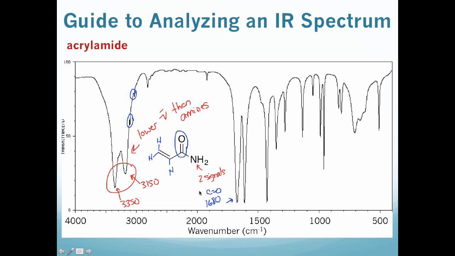Because it's in conjugation, it's slightly lower than you might expect, but in general, amides are at the low end anyway. Another thing that we can point out in the spectrum is the carbon-carbon double bond stretch right around 1600 wave numbers. And that is lower than expected. Again, because of conjugation, this double bond has some single bond character, lowering its stretching frequency.